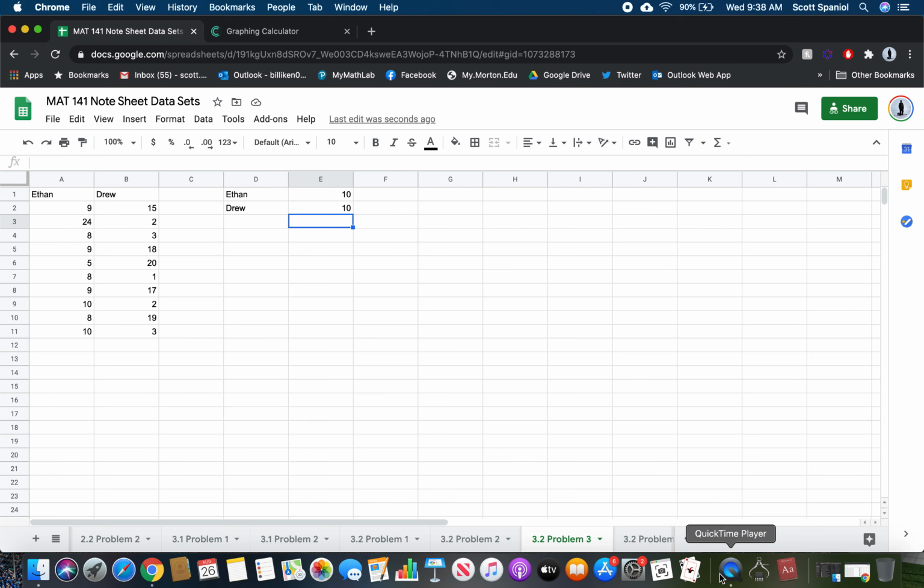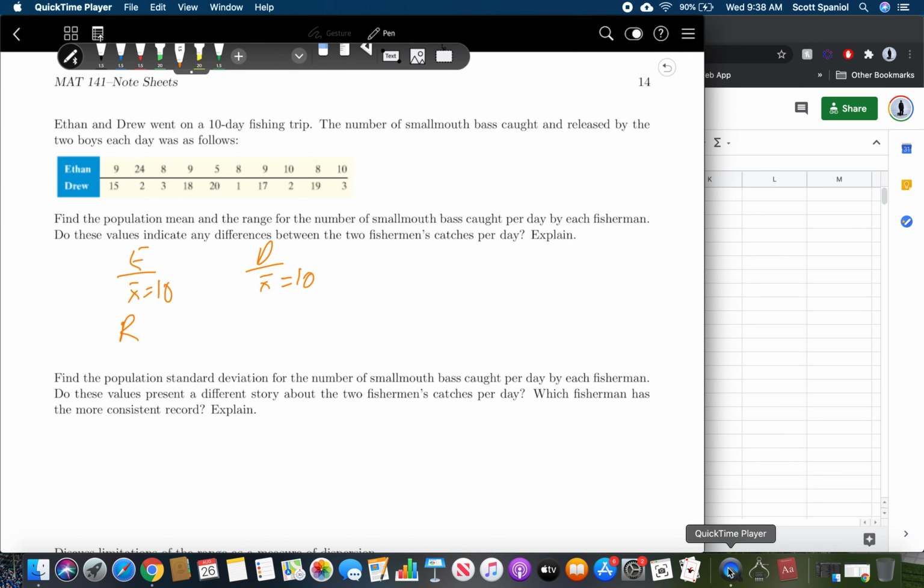So let's just do those by hand. The range for Ethan's largest value is 24 and his smallest value is 5. So 24 minus 5 equals a range of 19. And for Drew, his smallest value is 1 and his largest value is 20. So 20 minus 1 is also 19. So based on just those two numbers, Ethan and Drew basically had exactly the same 10-day fishing trip. They basically caught exactly the same fish.